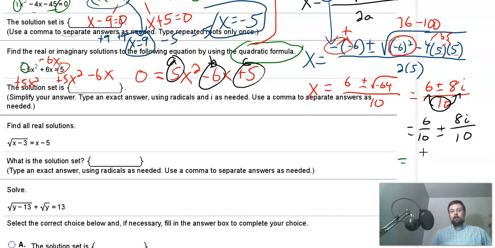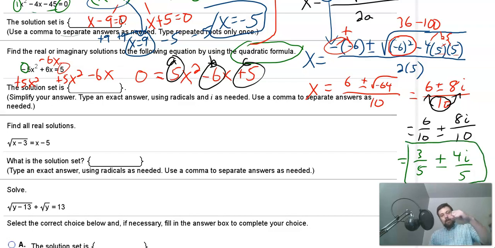6 over 10 reduces to 3 over 5, right? You divide a 2 out of both of those. Plus or minus 8 over 10 reduces to 4i over 5. Which you could also write as 4/5 i if you wanted to knock the i off to the side, but it's not required that you do that either. All right, and so that would be the two solutions to number 17.